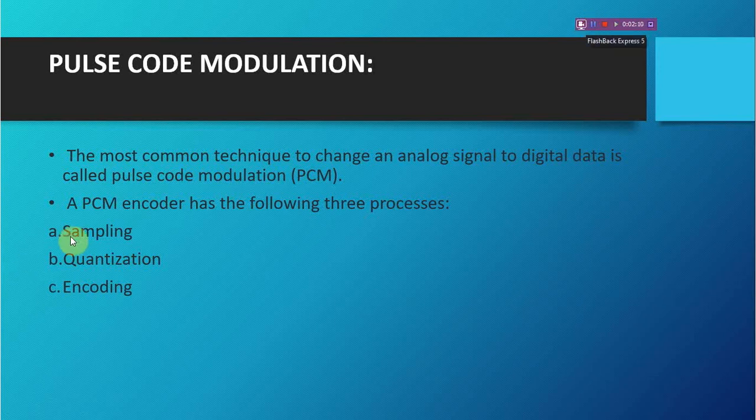The first process is sampling. It takes samples of analog signals. Then quantization, then encoding. These three are the processes of a PCM encoder.